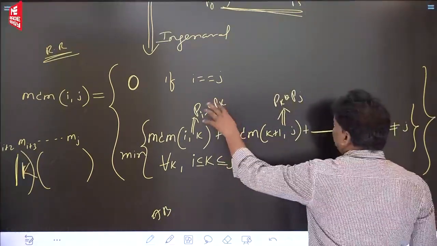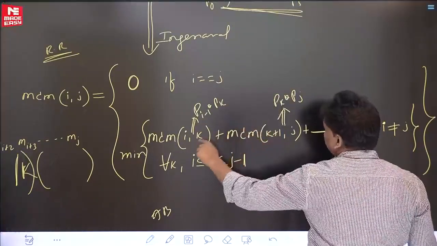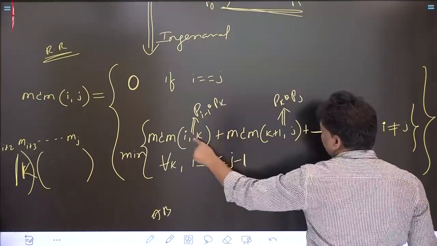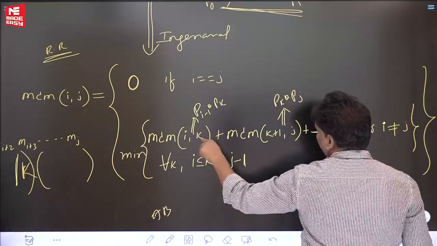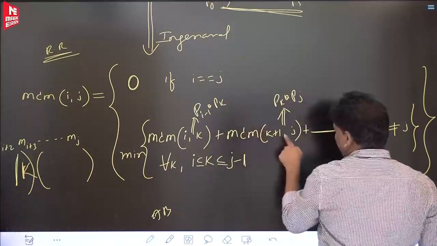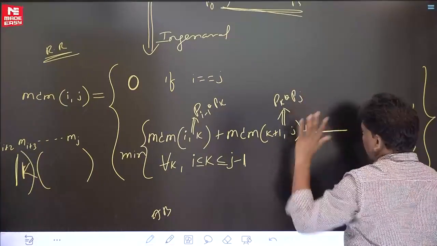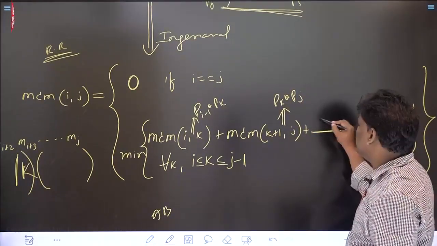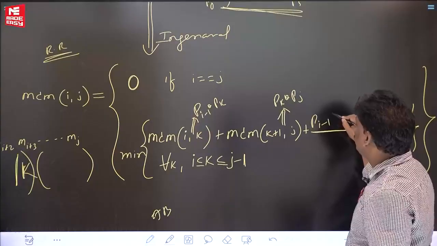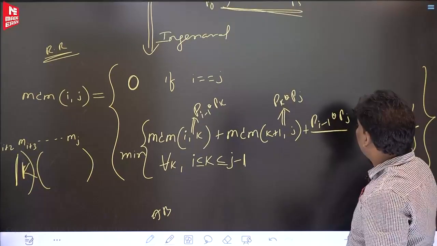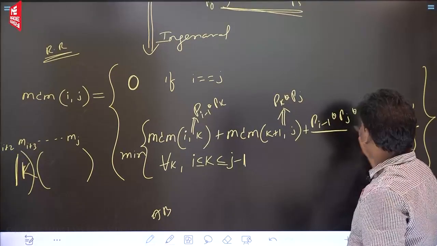So the resultant matrix size is completely based on the first matrix's rows and the last matrix's columns. First matrix rows P(i-1), last matrix columns Pk. Here first matrix rows Pk, last matrix columns Pj. Can you help me: the resultant matrix rows and columns, what is the answer? P(i-1) into Pj. What is the multiplication? Into Pk.